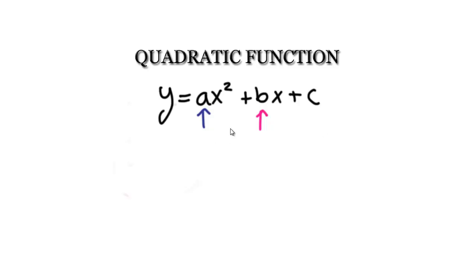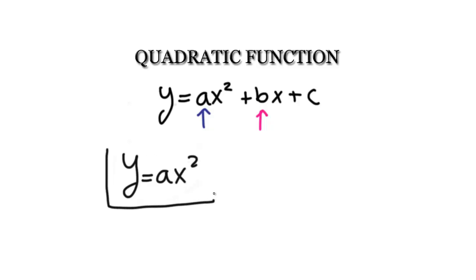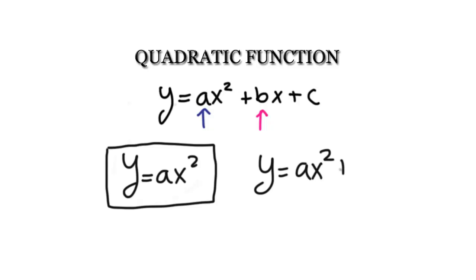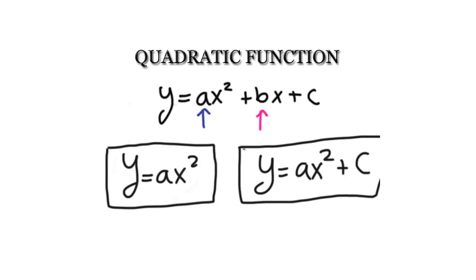First case we're going to look at is when b and c are 0, so you'll end up with y equals ax squared. And the other case is when only b is 0, and you'll end up with y equals ax squared plus c. Alright, so we'll take a look at those two cases for this lesson.